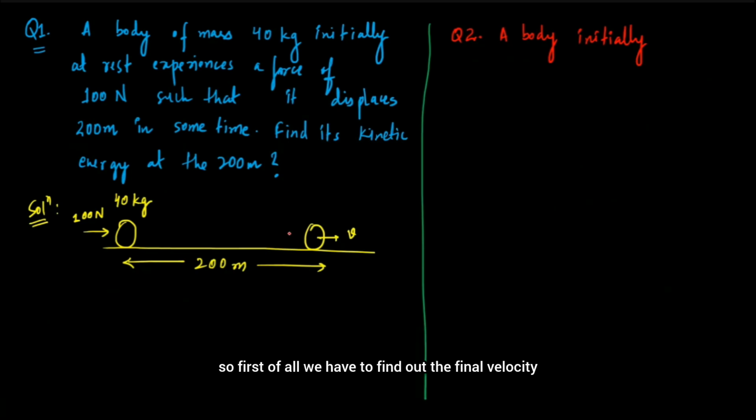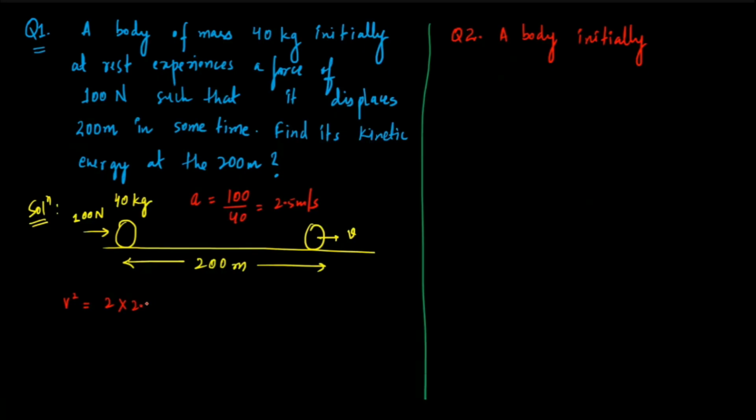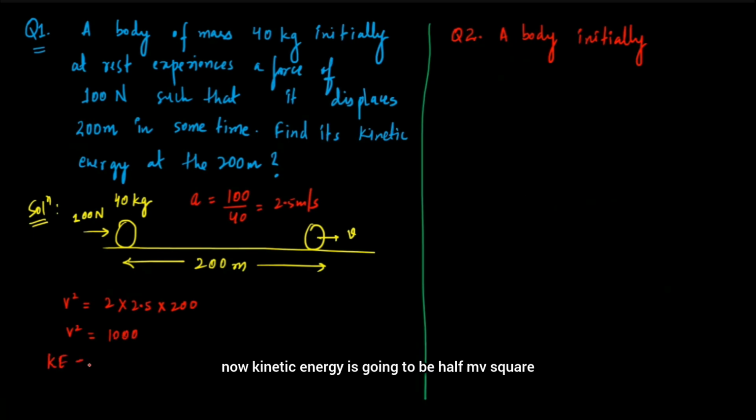First of all, we have to find the final velocity, and in order to find the final velocity, we need to have the acceleration first. Acceleration in this case is going to be force over mass, which is 2.5 meters per second square. V final square minus v initial square is equal to twice the acceleration times displacement, which is 2 times a times 200. So we get v square as 1000. Now kinetic energy is going to be half mv square. Mass is 40, v square is 1000, so we have 20,000 joules. Yes, your answer is correct.